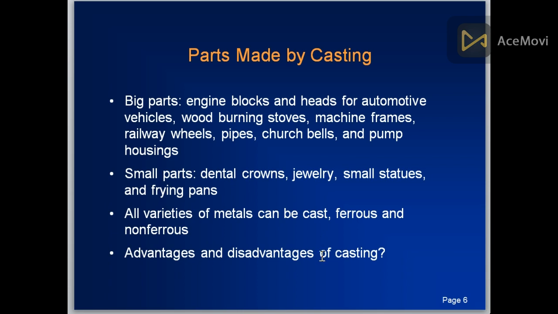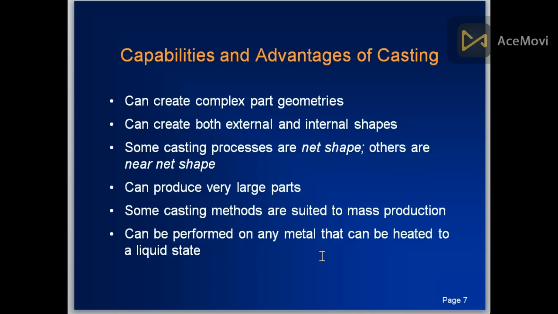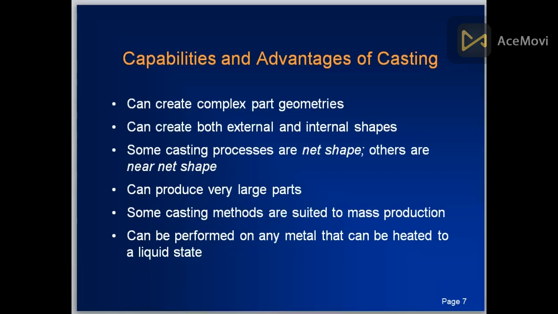Everything has some advantages and disadvantages. Let's see. Capabilities and advantages of casting include: it can create complex parts and geometries, it can create both external and internal shapes. Some casting processes are near net shape, others are net shape. It can produce large parts. Some casting methods are suited for mass production. It can be performed on any metal that can be heated to a liquid state. There is no limit that you can do casting for aluminium but not for steel. If you have an environment where you can raise the temperature of steel to its molten state, then you can do casting.